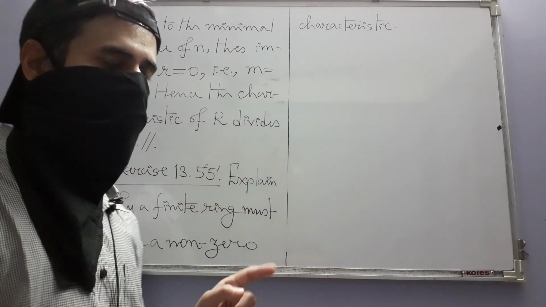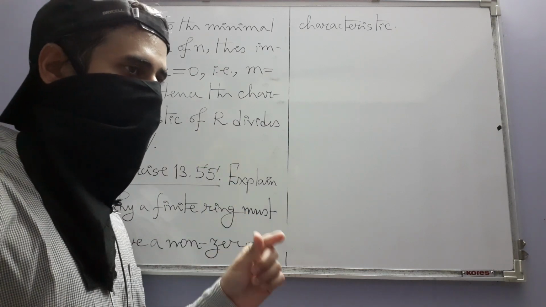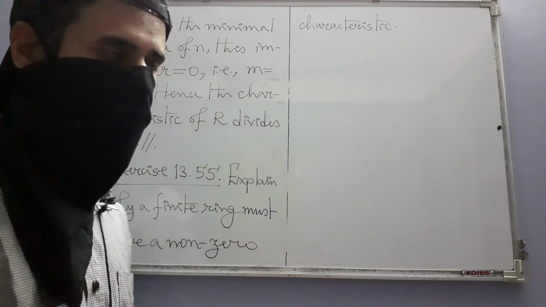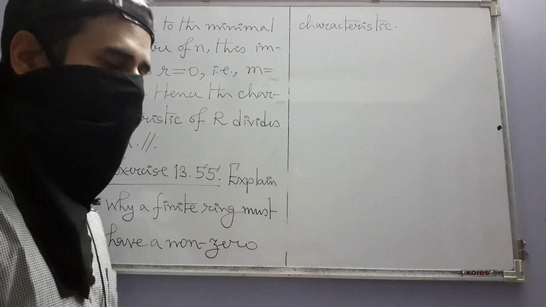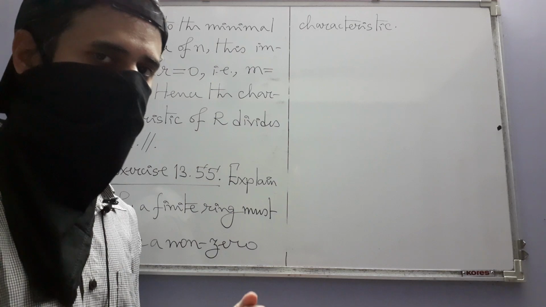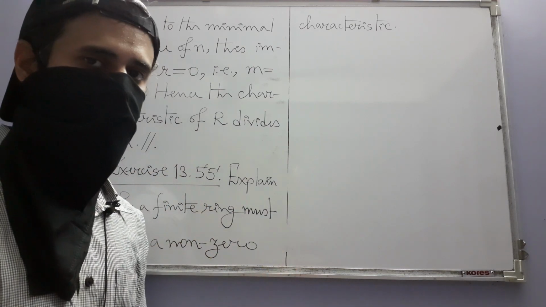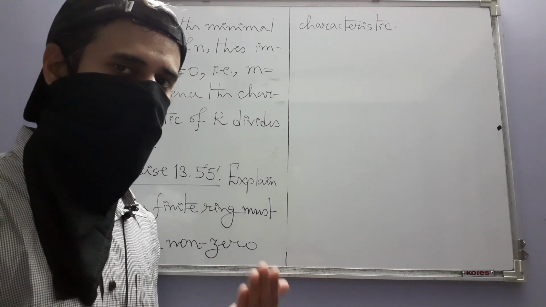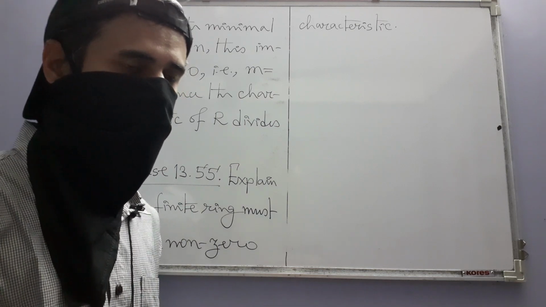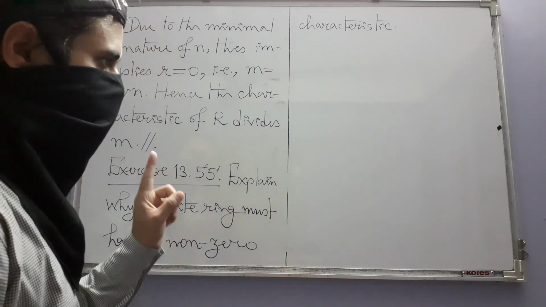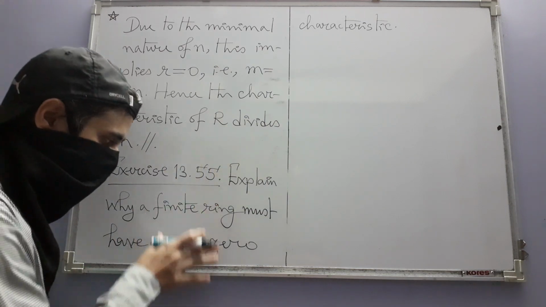You may or may not have noticed that the previous solution leaves one question unanswered. We had to show that the characteristic of R divides m, the number of elements. So what we did, we immediately assumed that the characteristic of R is a positive integer n. But why? That is the question that was not answered here. So in that sense, this solution actually is incomplete. That will now be answered.